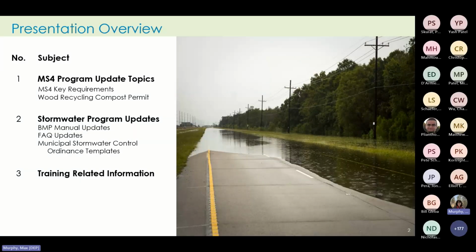As we go through the presentation, I will address key aspects of our Tier A, public complex, and highway agency MS4 permits. Afterwards, Lisa Schaefer will take over to provide you with the updates that have been made to the BMP manual and the webpage of the Stormwater Management Rule amendments.